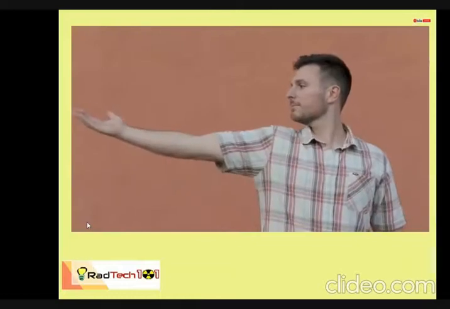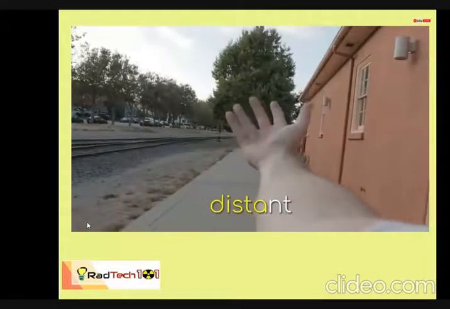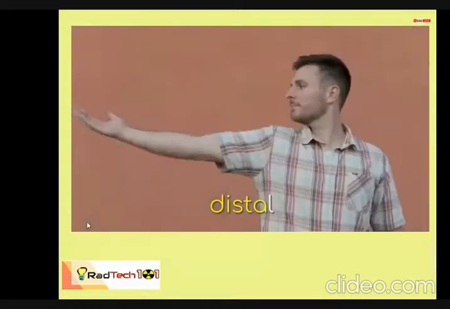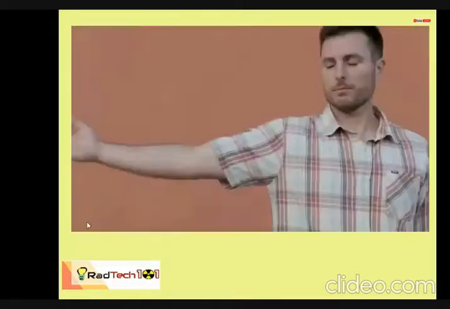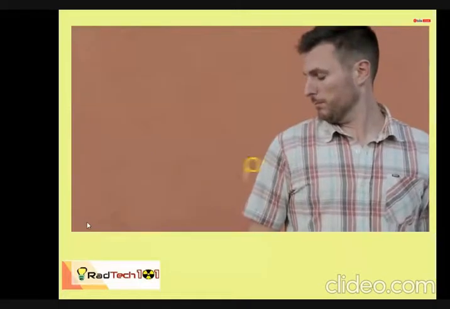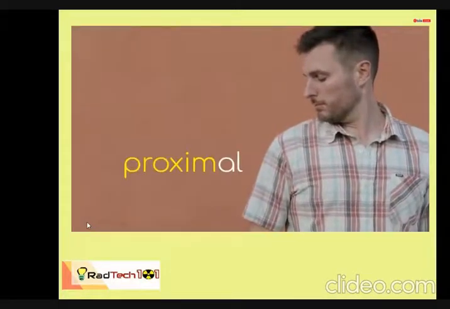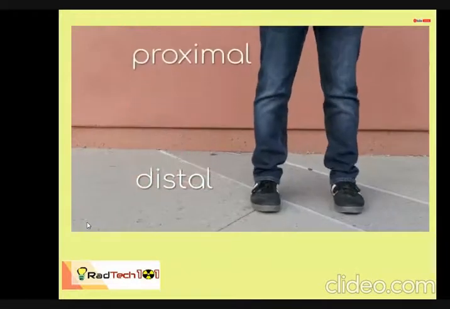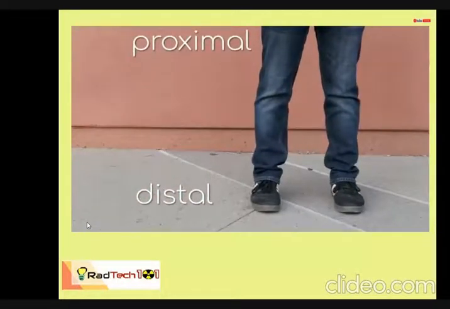Now, the limbs get their own terms because they're all over the place. If you take your arm out and look at your fingers, they're so far away, they're so distant, which is exactly how you're going to remember that directional term. Anything away from that joint is going to be distal. But if you look at your shoulder, it's in way closer proximity, which is how you're going to remember that directional term, proximal. And you can say the same thing for your leg. Your hip is proximal to your knee, but your toes are distal to your shin.